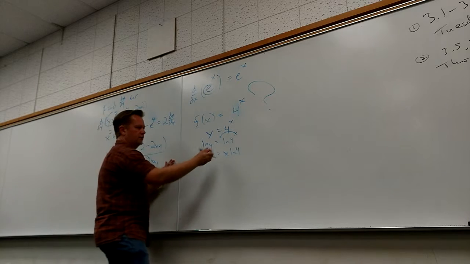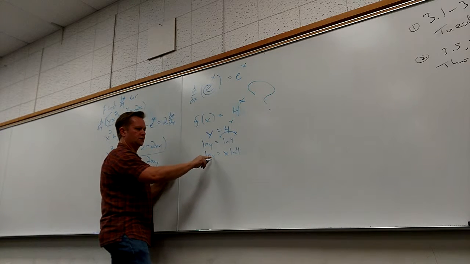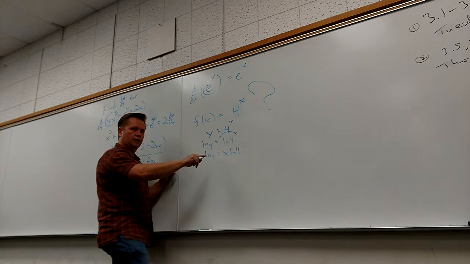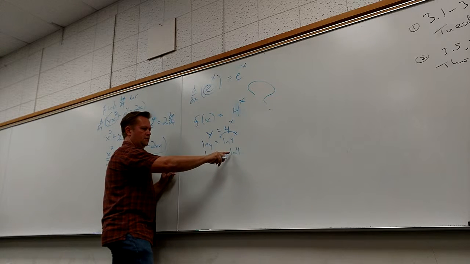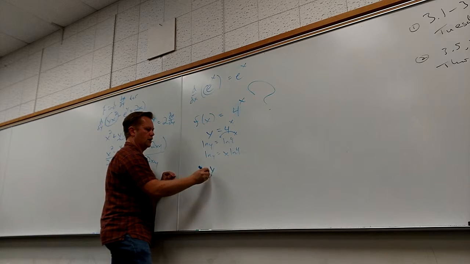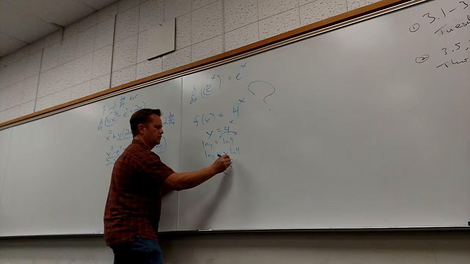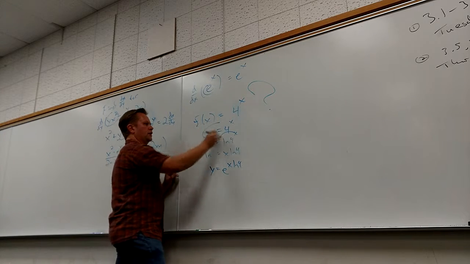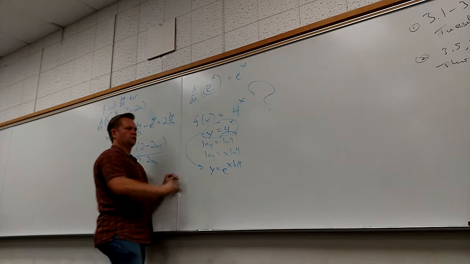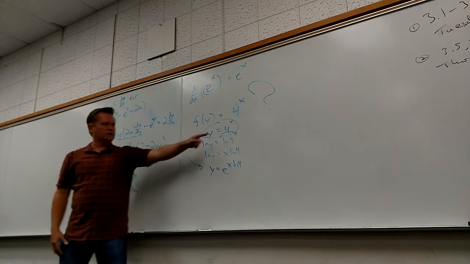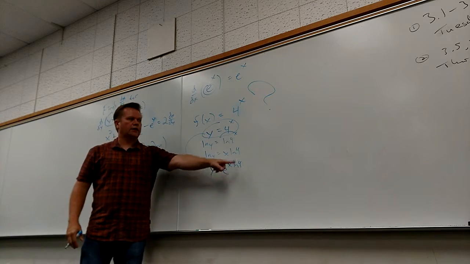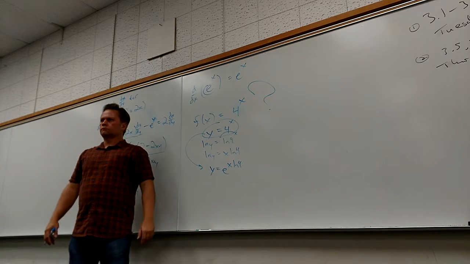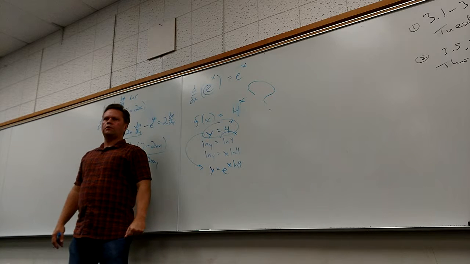So how can I rewrite this? What's the base here? E to the that equals that. So y equals e to the x natural log of 4. Some of you might know just to go straight there. You can always take something like this and write it like e to that. Always and forever.